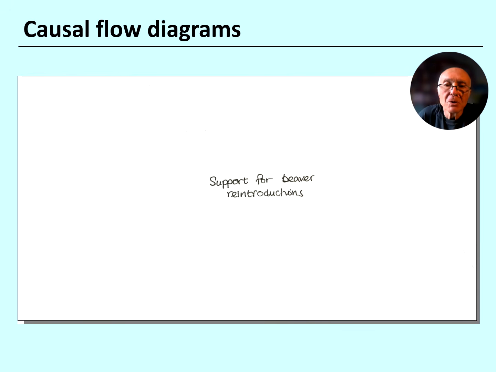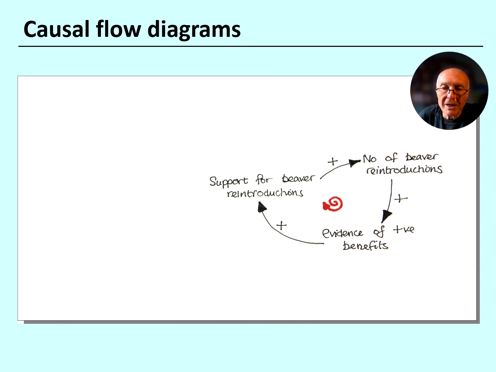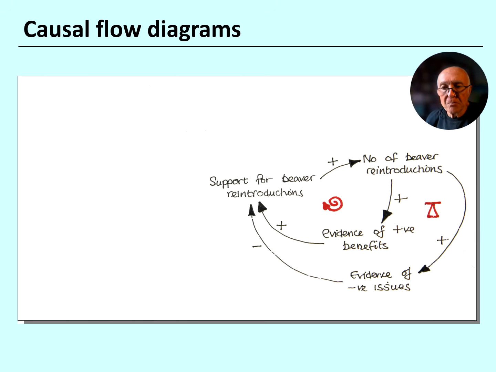So let's look at how we draw a causal flow diagram for our situation. So I put a level of something in the middle, support for beaver reintroductions. As the support for beaver reintroductions goes up, the number of beaver reintroductions will go up. As that goes up, the evidence of its positive benefits will go up, and that will increase the support for reintroductions. A reinforcing loop.